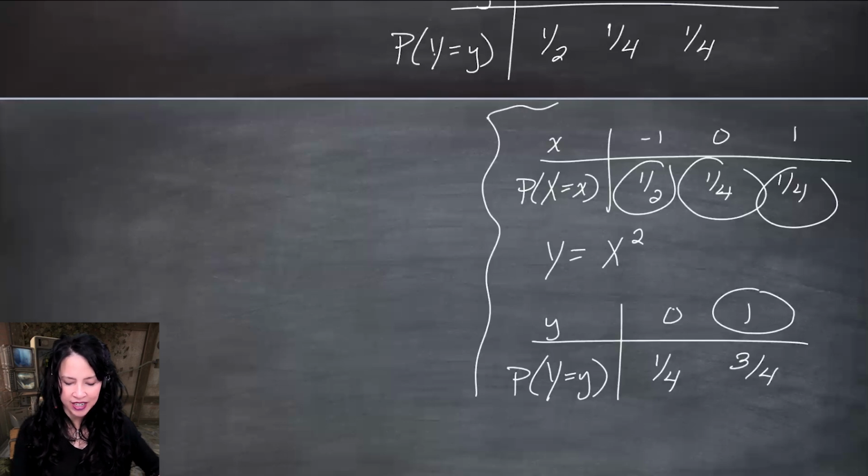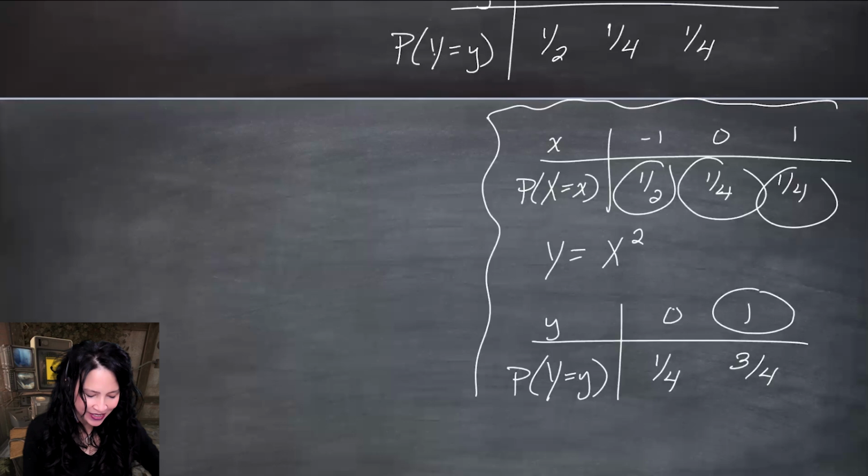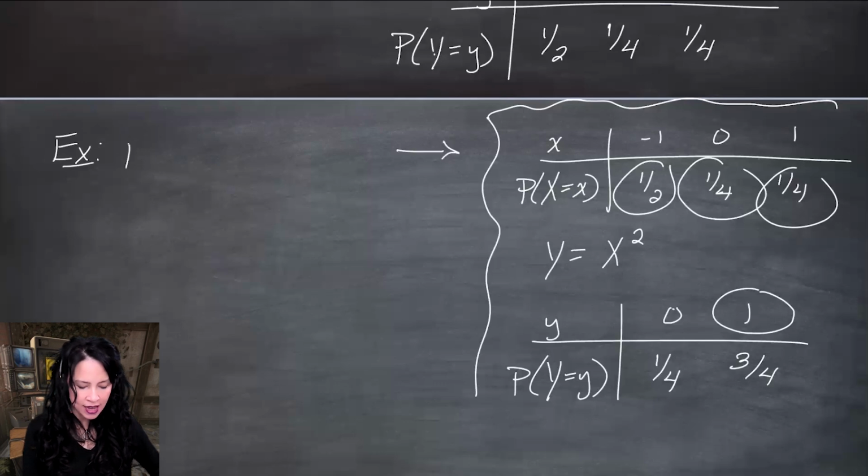So I should have done that example to begin with. Why don't I just do it? I'm changing my example. Sorry about that. So here is the new example. I'm going to start with this distribution for x, and I want to find the expected value of x squared.